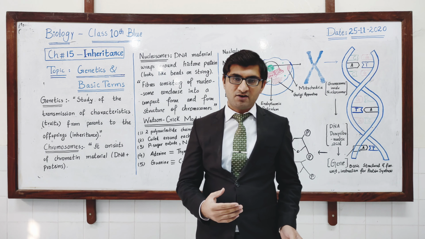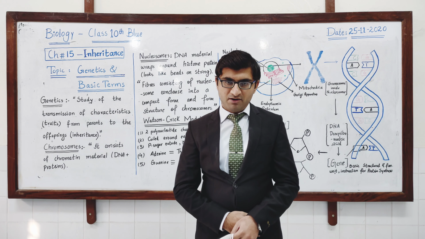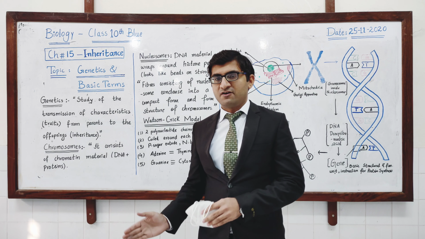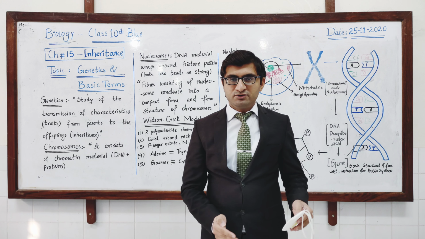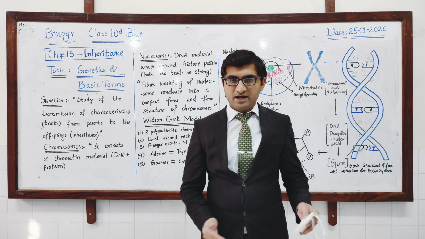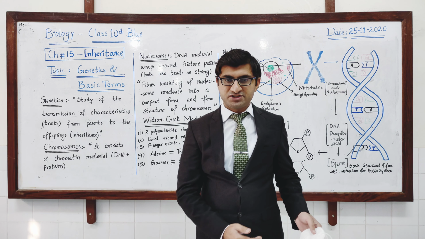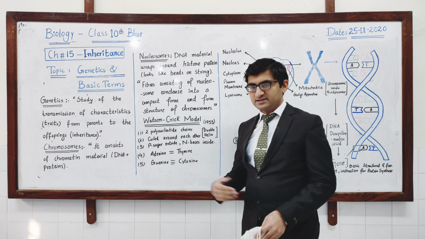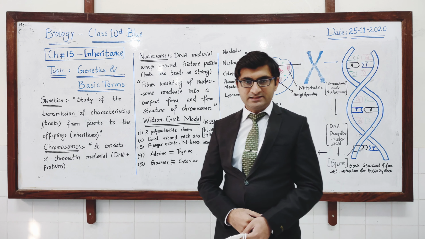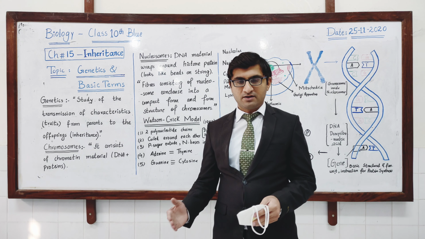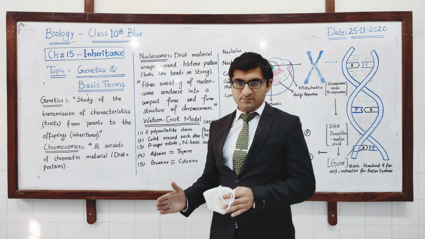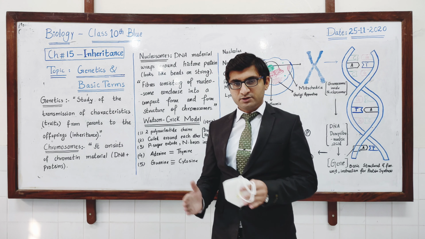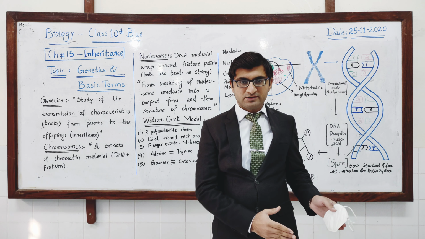DNA consists of three parts: a phosphate group, a pentose sugar, and the third part is the nitrogenous base. Nitrogenous bases occur in the form of nucleotides. There are two major components, the nucleotide and the nucleoside.